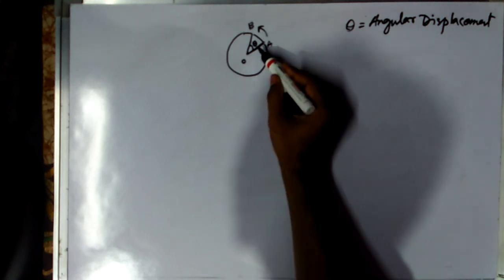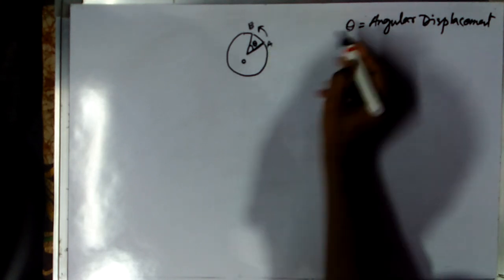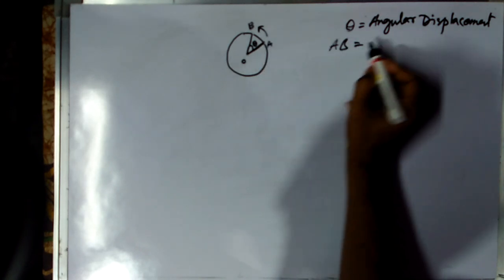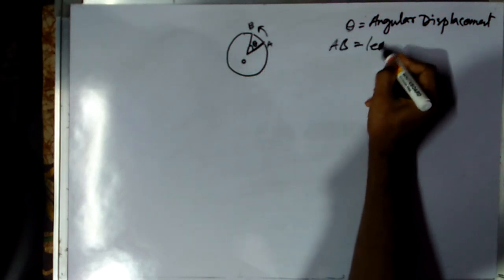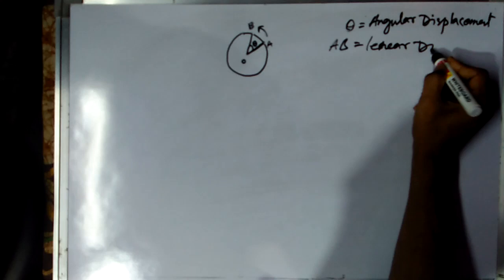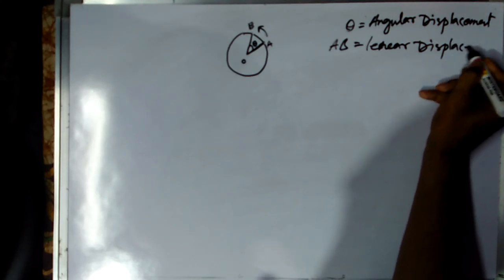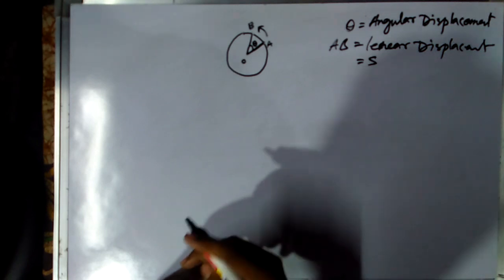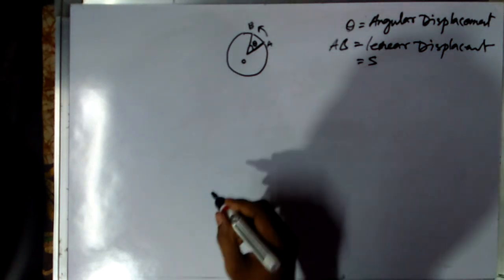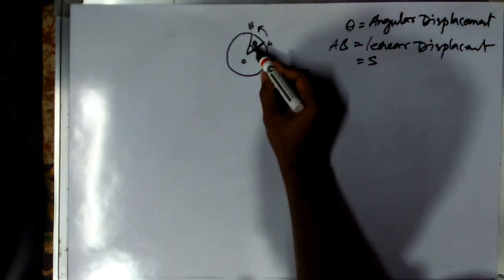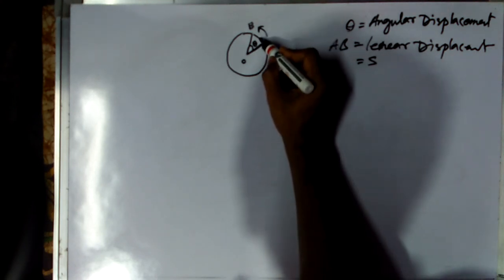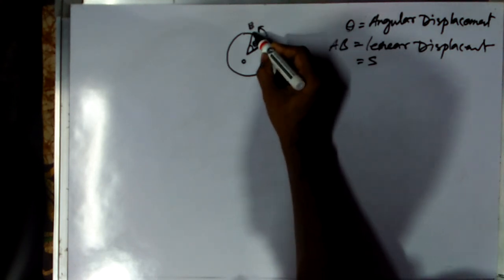Now there is also a linear displacement, right? The distance AB between A and B is called the linear displacement of the body. Suppose it is S. Now you see, if the theta is very small, we can consider this circular path as a straight line.